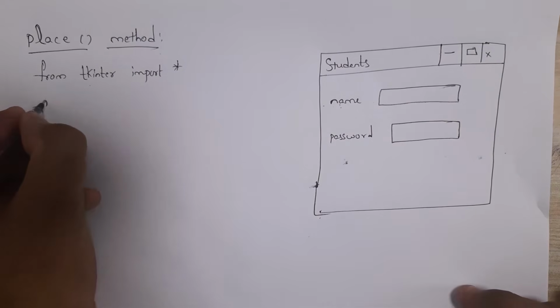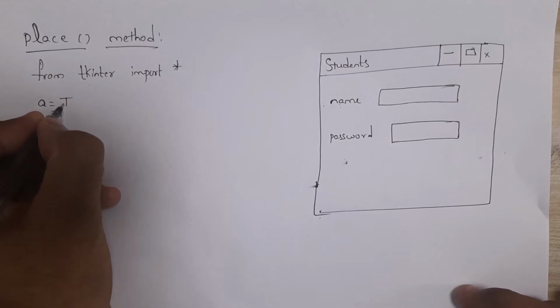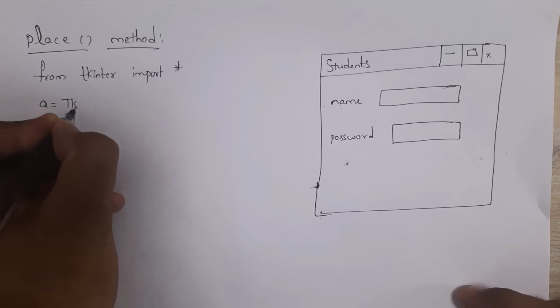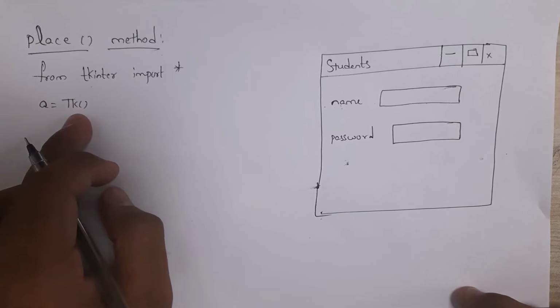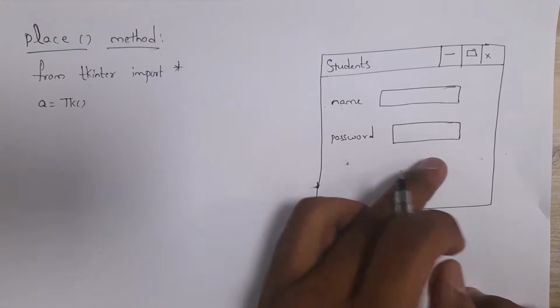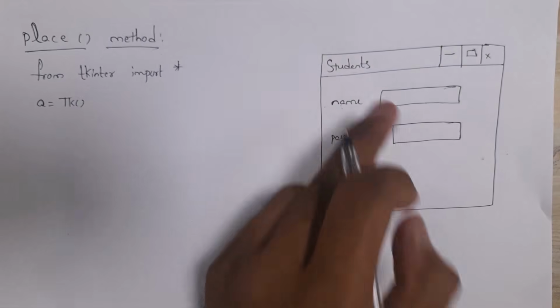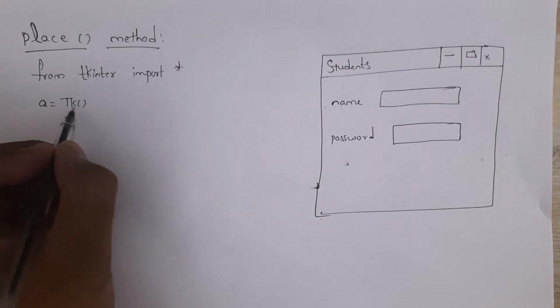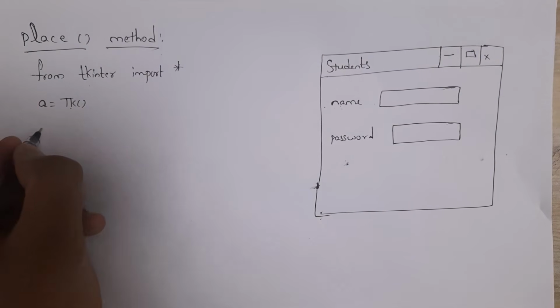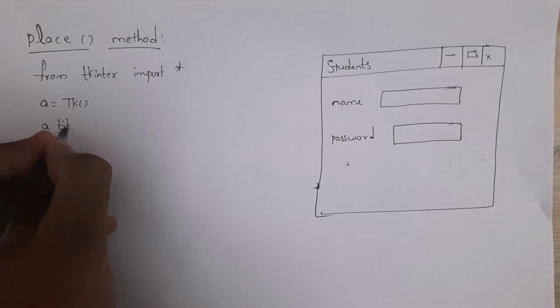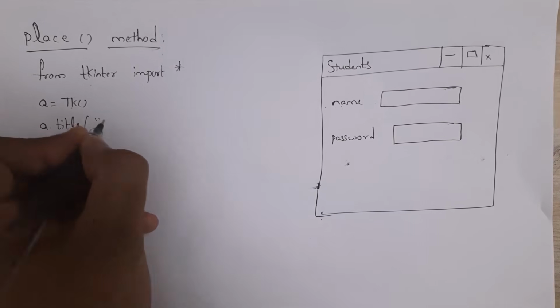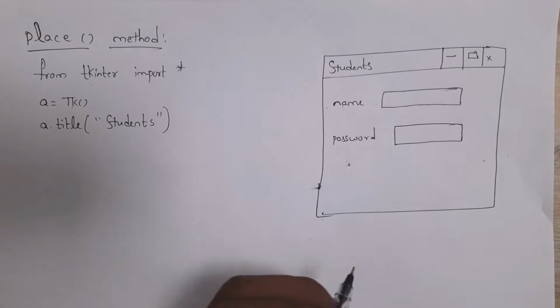And next write here a equal to Tk method. For Tk method, T is capital letter. So write here capital T, small k, take brackets. This Tk method is used to create window. For this window, I want to give title as students. So just write here, my window is present in variable a. So just write here a.title. Here I am giving title as students. Take these students in double quotations.